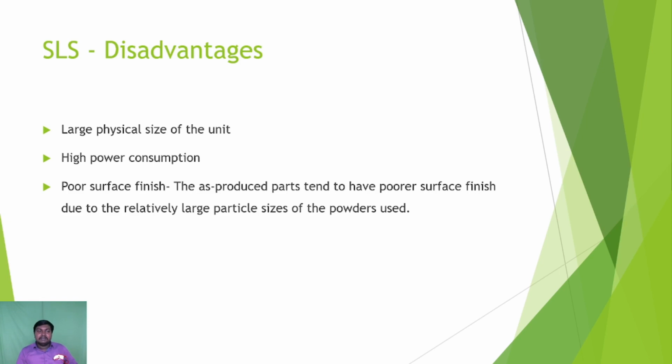The disadvantages of selective laser sintering: a large physical size of the unit. Selective laser sintering requires a large physical unit. So a separate room is needed for installing the machine. We cannot move it from one place to another easily. It consumes higher power compared with other technologies. There is also poor surface finish. These are all the disadvantages of selective laser sintering.